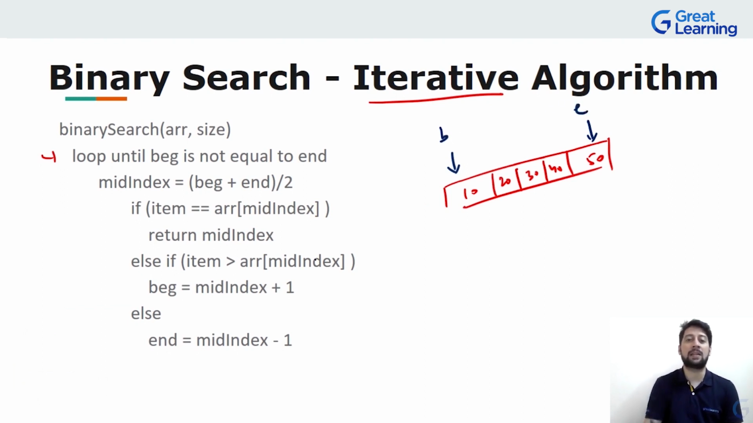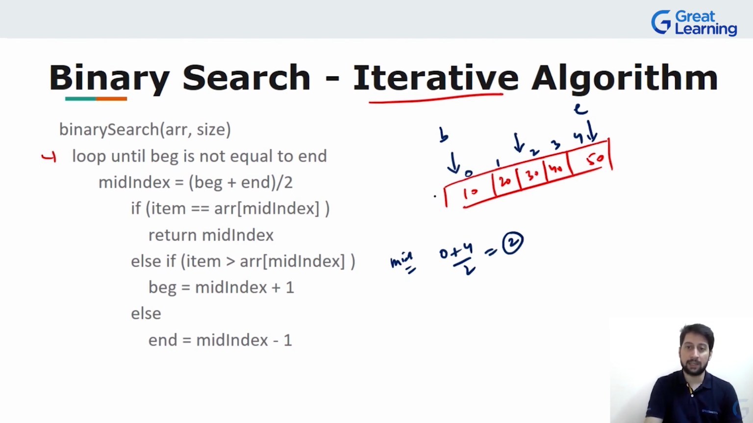Now you will take a new middle index, let's call it M. And now let's name these positions 0, 1, 2, 3, 4. So what will you do? Beginning plus end divided by 2, so that some part of it can be neglected, right? So it will be 2. So your mid is at this position.